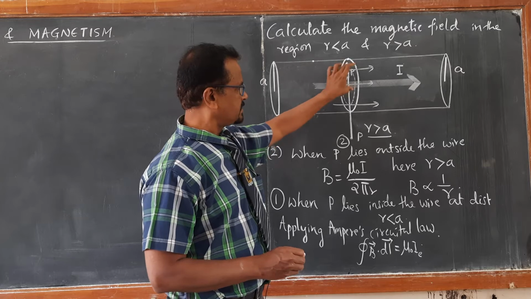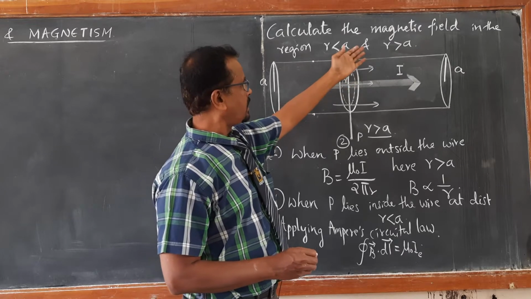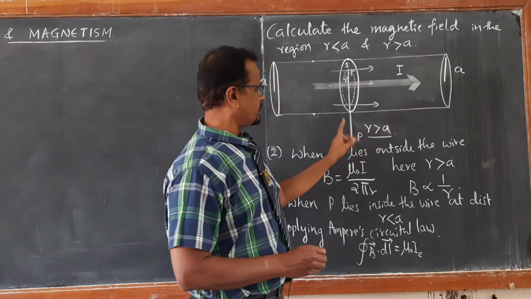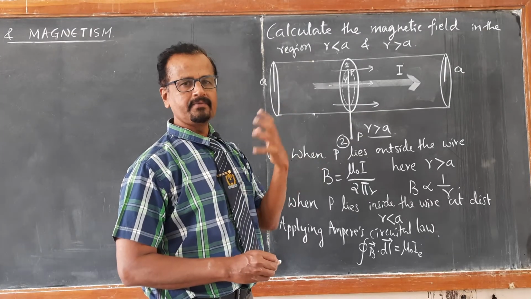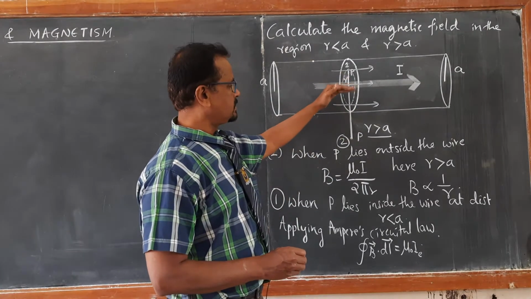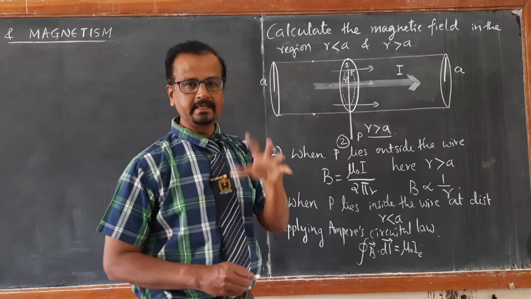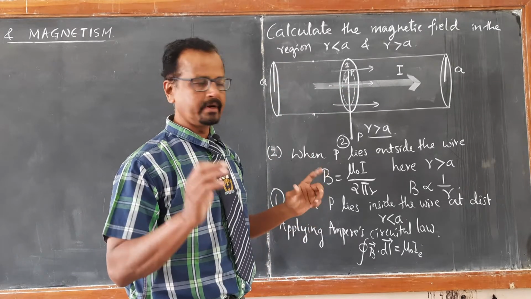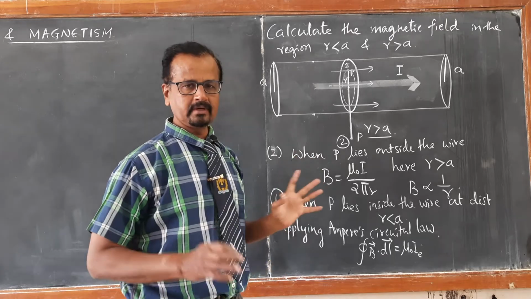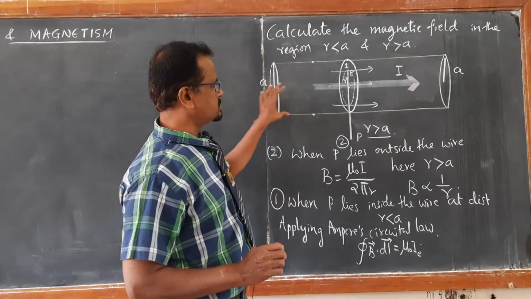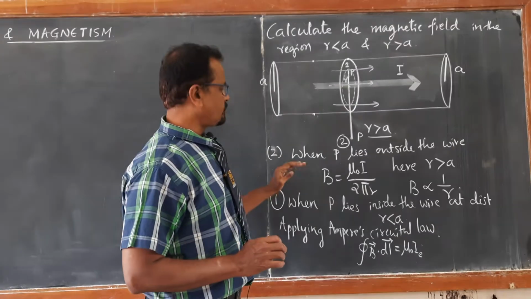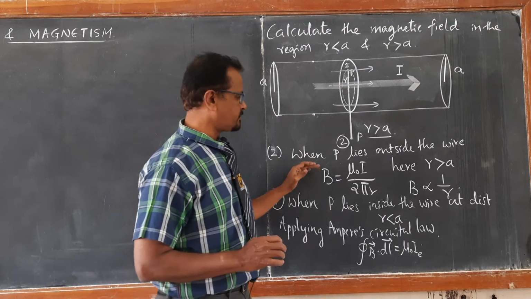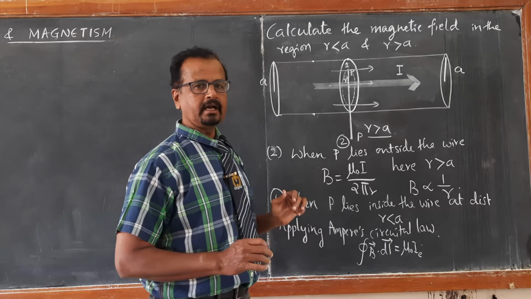Less than A means inside the wire, and R greater than A, when the distance of the point is away from the center, means the point is outside the wire. You are asked to calculate magnetic field outside and inside the wire. This wire is carrying current. This is a metallic wire. Okay. Now first we will calculate what is the magnetic field outside the current carrying wire.